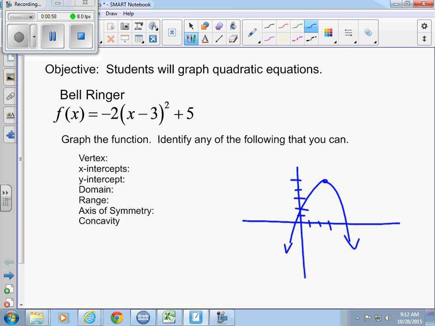What is the vertex? 3, 5? Someone check that in your calculator. Verify that I'm right. That was a guess. And you are, for some reason, plotting data like on stat plot.